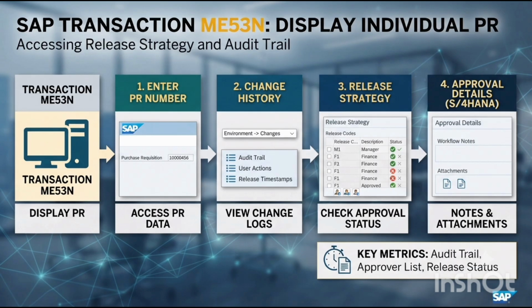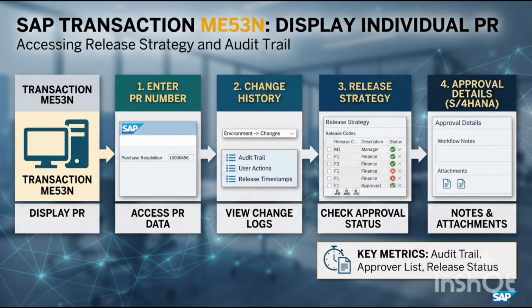Then, while transaction ME5A gives you a broad overview, transaction ME53N allows you to inspect individual purchase requisitions in precise detail. By entering a specific PR number, you can access all line item data, tracking parameters, and account assignments. To investigate approval histories, navigate to Environment, select Changes, and open the Change History view to see exactly who modified the document, what fields were updated, and when those changes occurred.